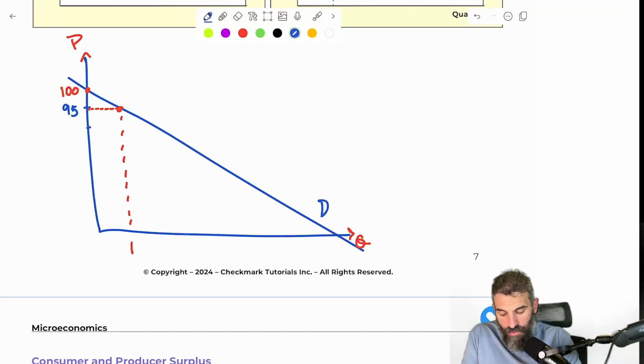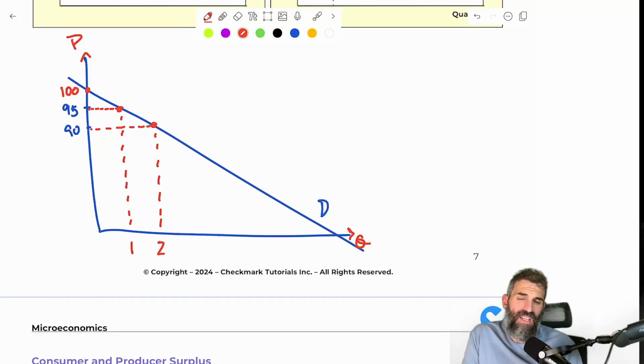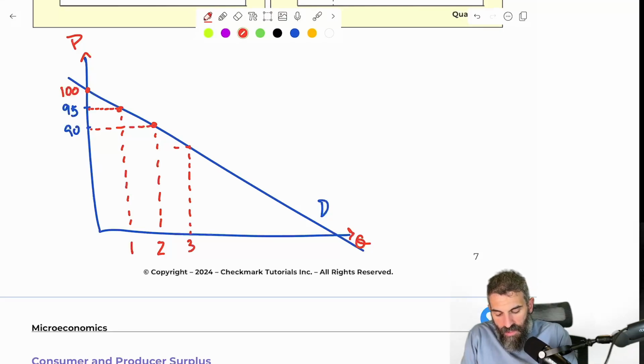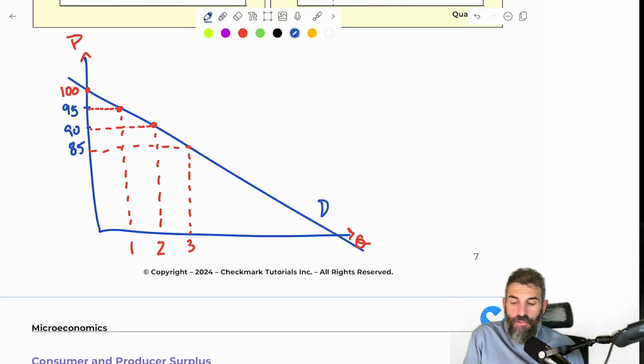And if you drop to 90, you'll get the second person. So this second person values the good at $90. The first one would be willing to pay 95. The second one would pay 90. The third one, that person's willing to pay 85. And this is just how it works. Different people are willing to pay different prices based on how much they value the good.